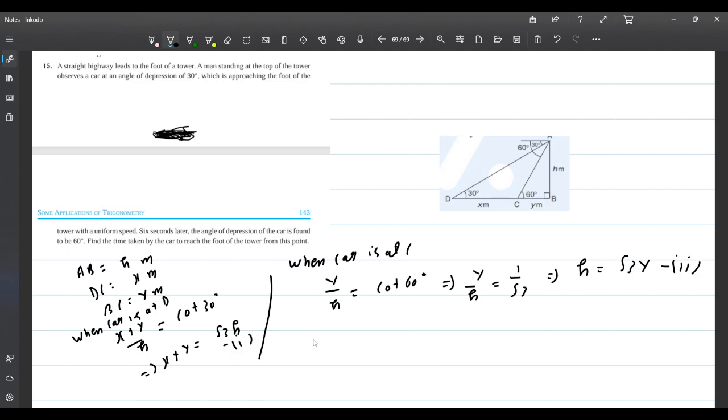So from equations 1 and 2 we get x plus y is equal to under root 3 into under root 3 y. So x is equal to 2y. So y is equal to x by 2. So the distance x is covered in 6 seconds. So distance y, that is x by 2, is covered in 3 seconds.